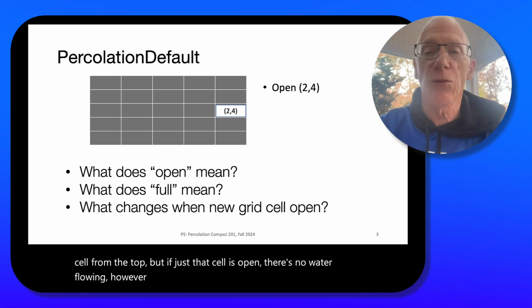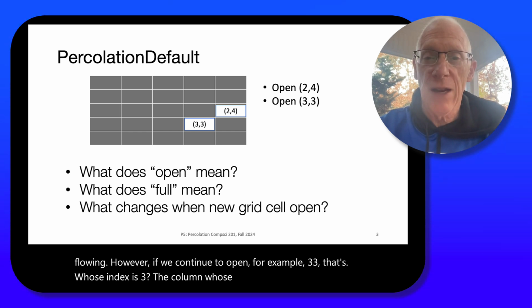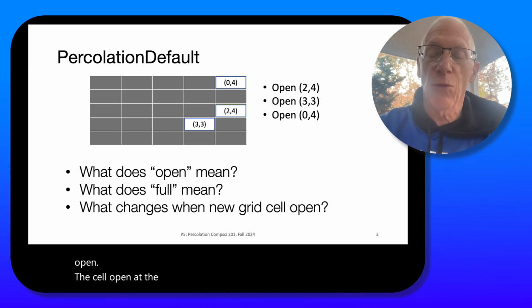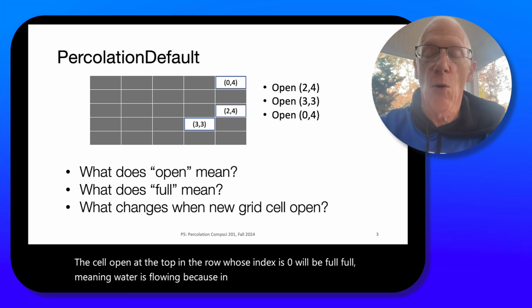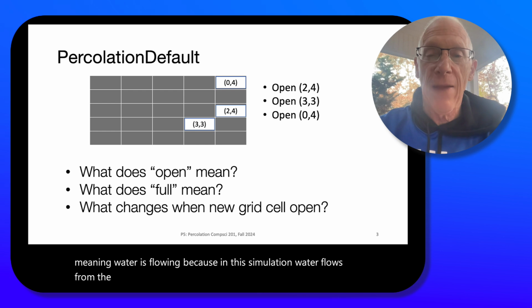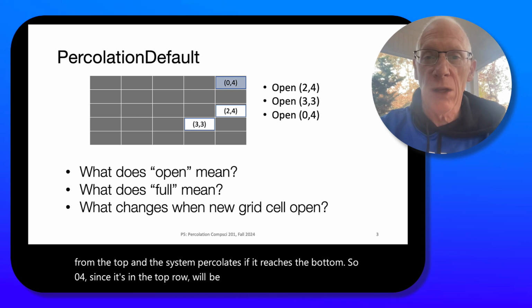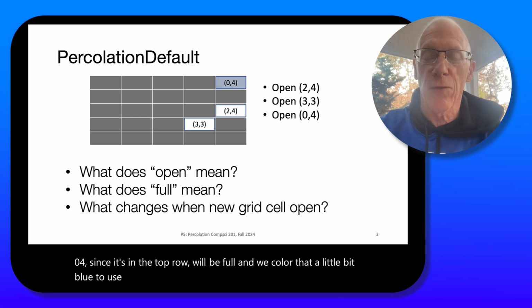However, if we continue to open, for example, 3, 3, that's the row whose index is 3, the column whose index is 3. Now 2 cells are open. The cell open at the top in the row whose index is 0 will be full. Full meaning water's flowing, because in this simulation, water flows from the top and the system percolates if it reaches the bottom. So 0, 4, since it's in the top row, will be full. And we color that a little bit blue to use the metaphor of water flowing.